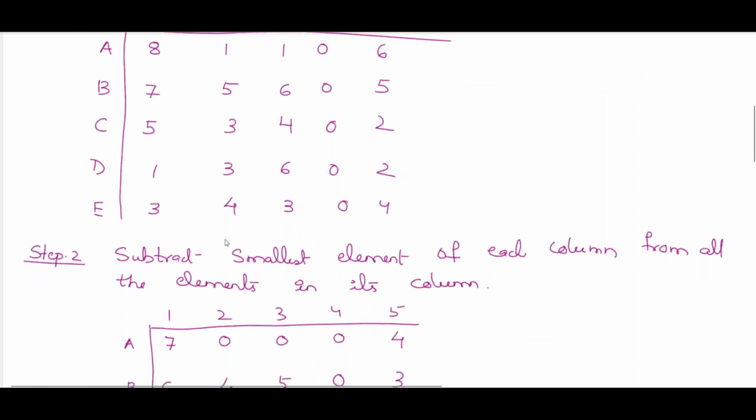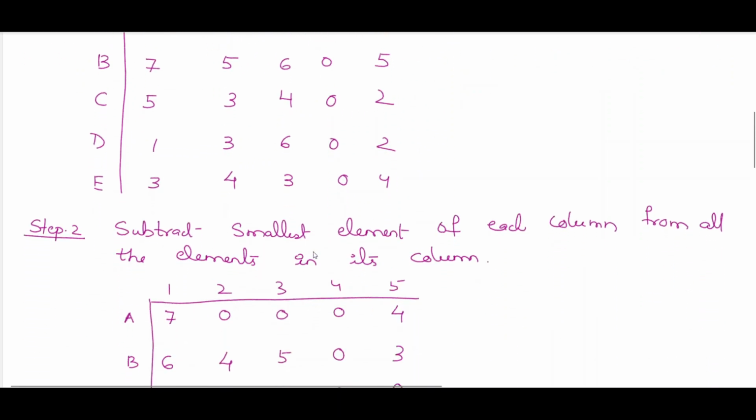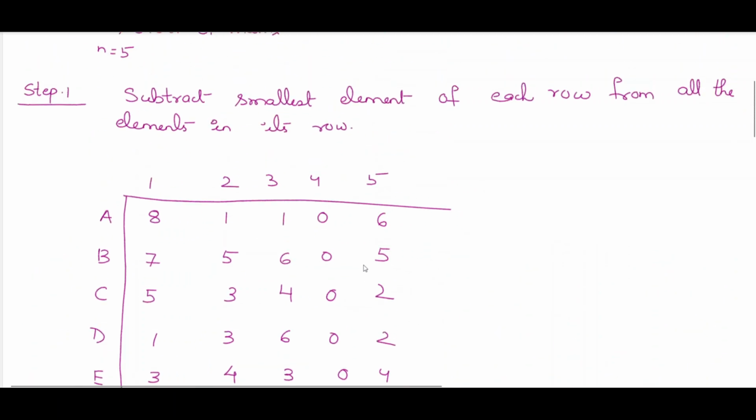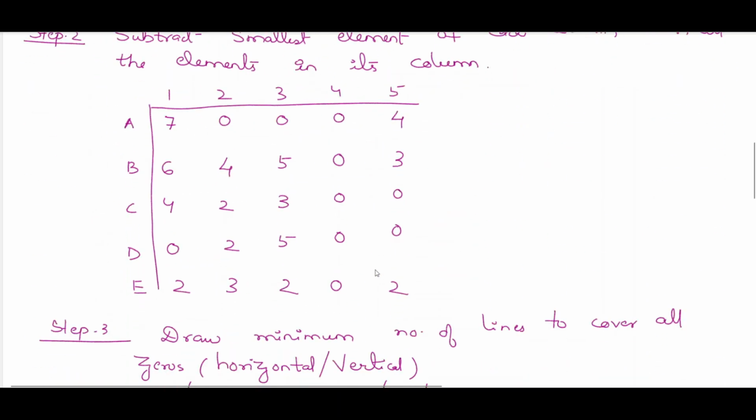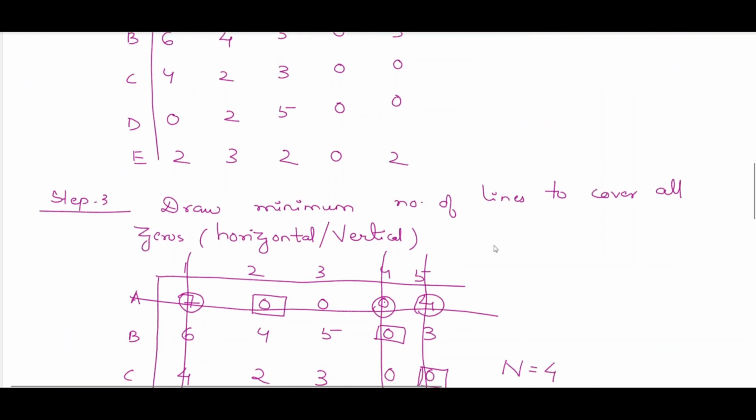Similarly, in the next step, subtract the smallest element of each column from all the elements in its column, considering the just previous matrix. Then you have to draw the minimum number of lines to cover all the zeros, and that is denoted by capital N.